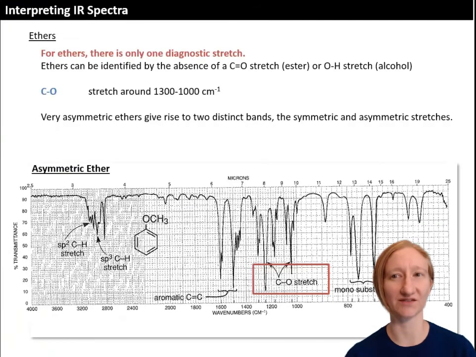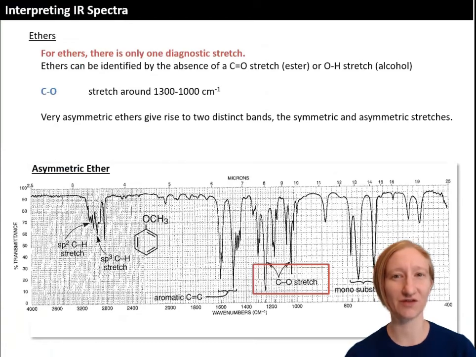Ethers have one diagnostic stretch, and it's the CO single bond stretch. We just saw this stretch when we discussed alcohols, so to identify an ether by IR, you're looking for the presence of the CO single bond stretch, but the absence of an OH stretch of an alcohol, or the absence of the CO double bond stretch of an ester.